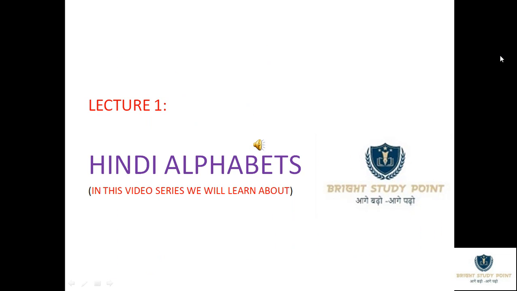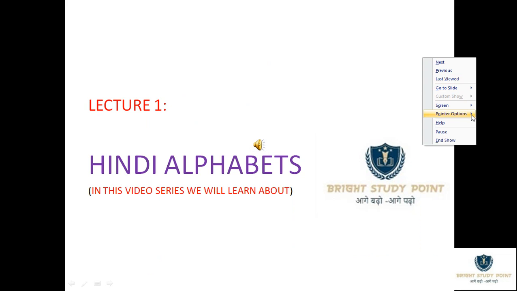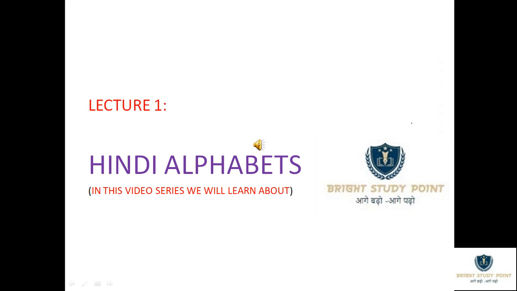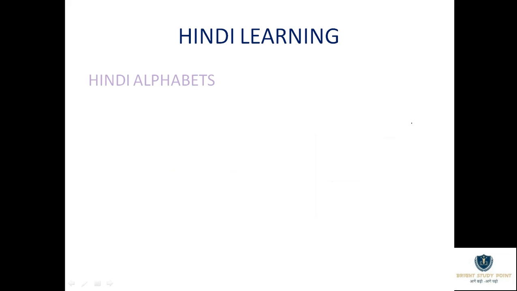This is lesson 1. In this lesson we will learn about Hindi language alphabets. Hindi alphabets can be divided into 3 categories: vowels, consonants, and special letters.